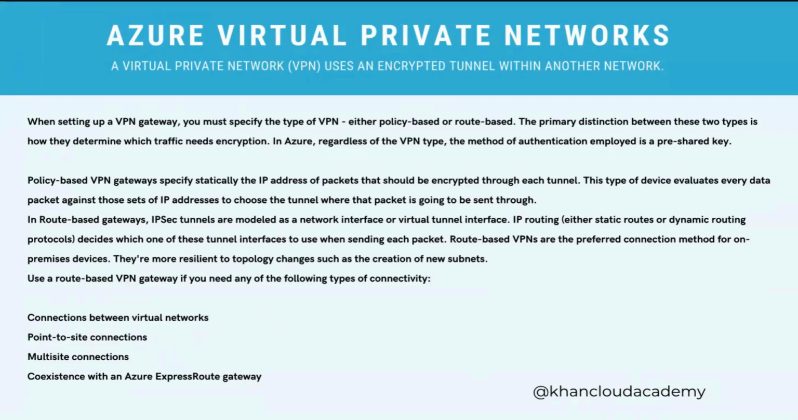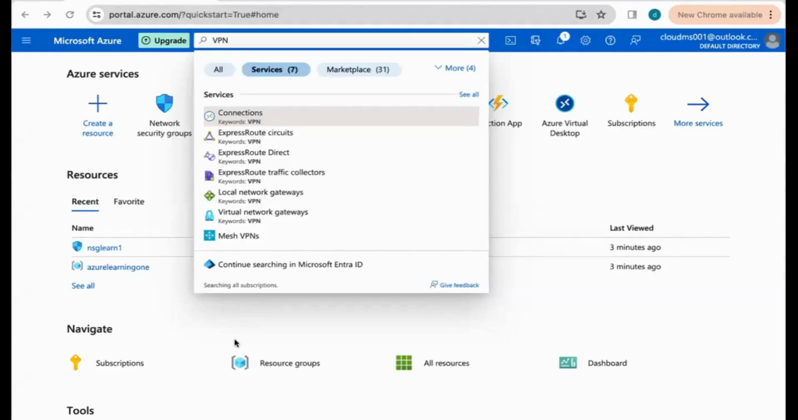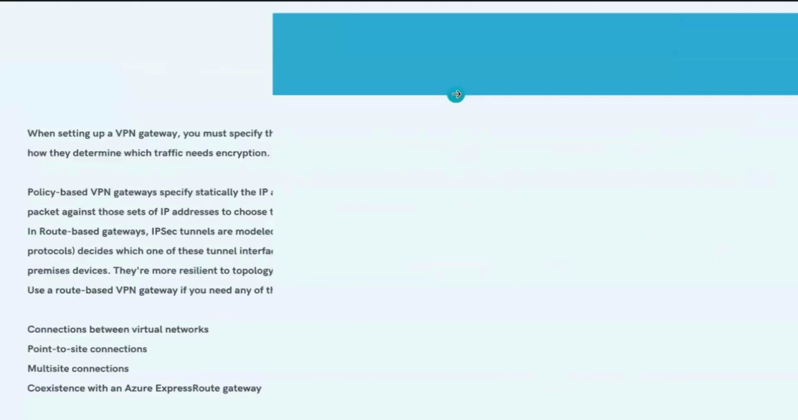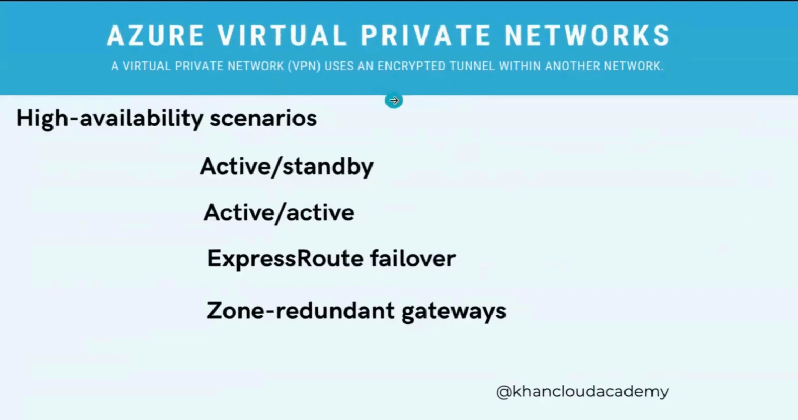So policy-based, we will go through each and everything and try to create those things and I will show you how to connect, right? So this is the high availability kind of scenario, right? So moving to the next type, let's see. Azure Virtual Private Network VPN uses an encrypted tunnel within another network, right? You got this point, the main bullet point. Okay, high availability scenarios. What is that? Active and standby, active-active, ExpressRoute failover, zone redundant gateway. So let's talk a little bit about it.